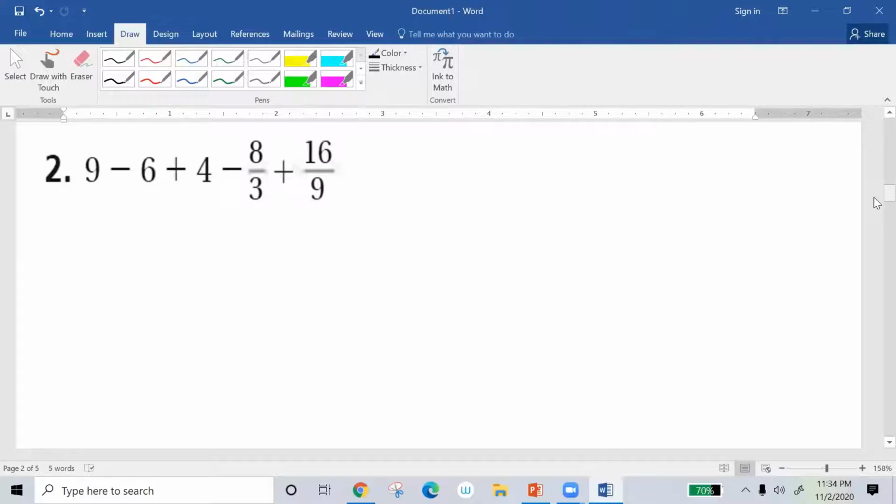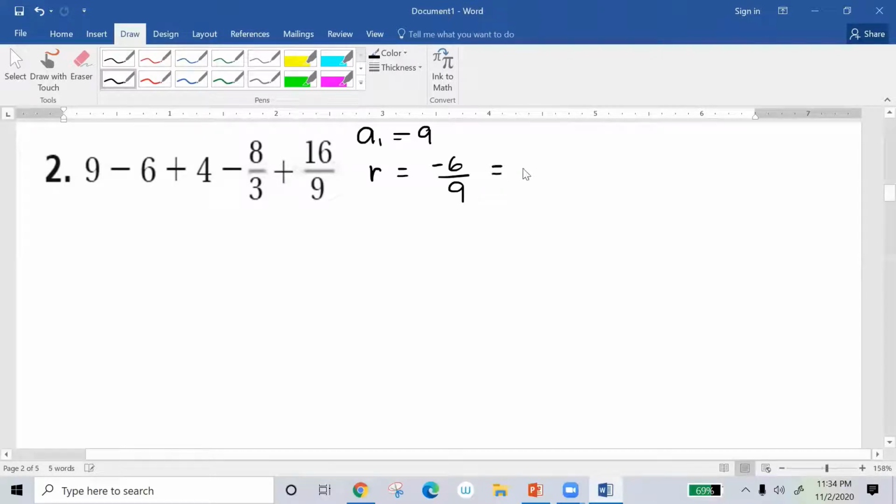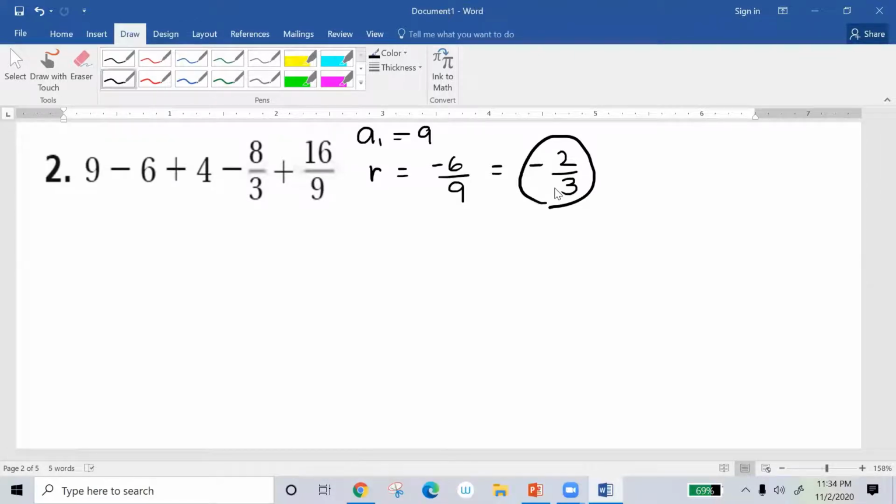Write the given. We have a sub 1, which is 9. Common ratio, r is equal to a sub 2 over a sub 1. So -6 over 9 is what? It will be -2 over 3. So we will use -2 over 3 as our common ratio. Now, we need to find the number of terms, or n. Okay, that's the question mark.